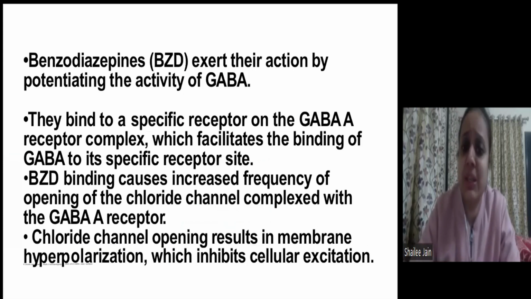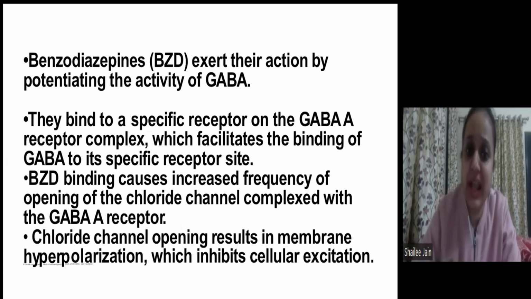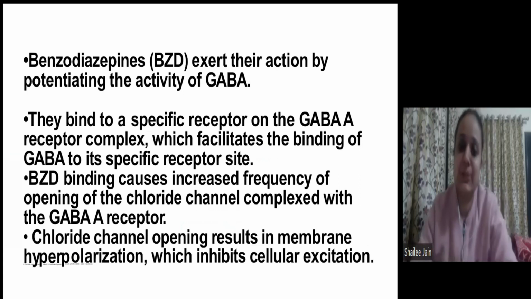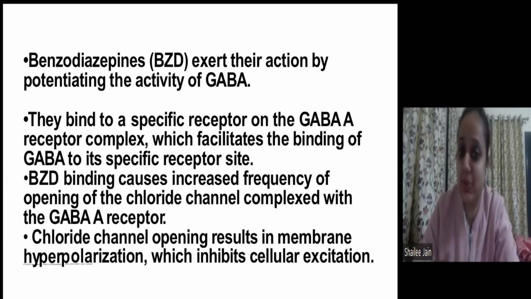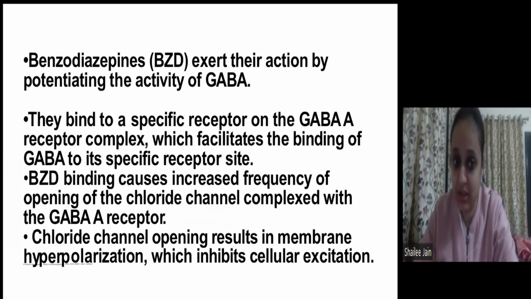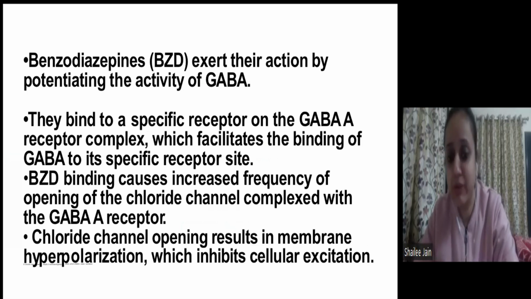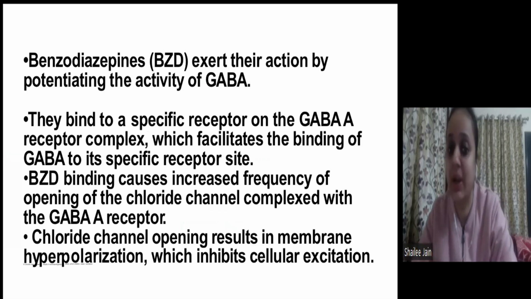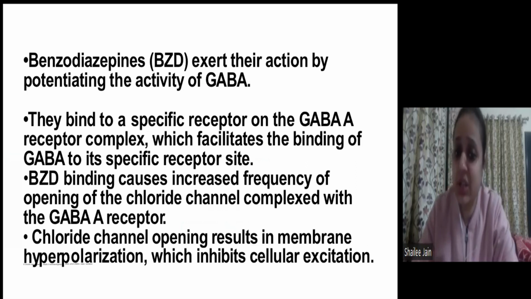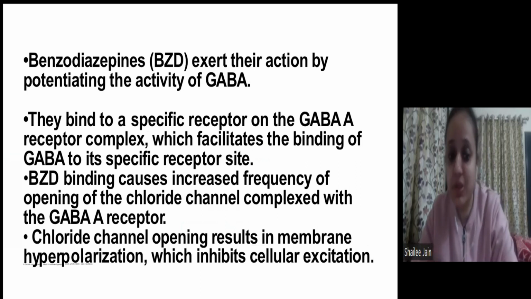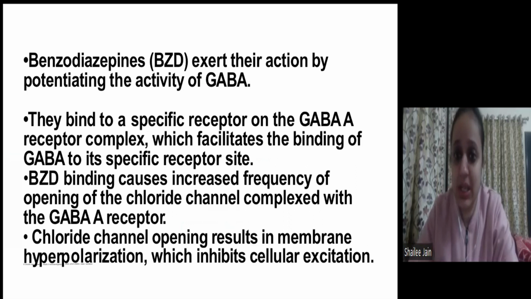So benzodiazepines exert their action by potentiating the activity of GABA. They bind to a specific receptor on the GABA A receptor complex, which facilitates the binding of GABA to its specific receptor site. Now, benzodiazepine binding causes increased frequency of opening of the chloride channel. As I explained earlier, it causes opening of the chloride channel complexed with the GABA A receptor. Now, chloride channel opening results in membrane hyperpolarization, which inhibits cellular excitation.